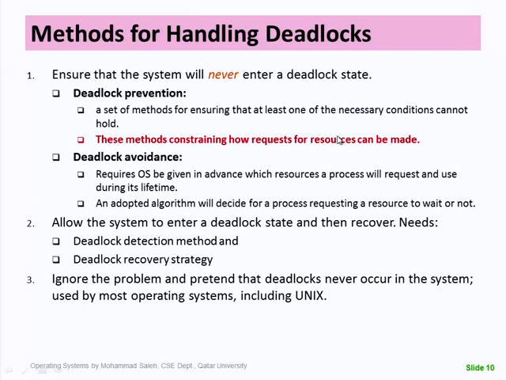The information, in fact, is related to processes claiming all the resource types and the number of instances of these resources that are needed by the process prior to the execution of the process, okay? So the OS needs to know, for each process, what are the resources that it needs, and what are the number of instances of each resource.